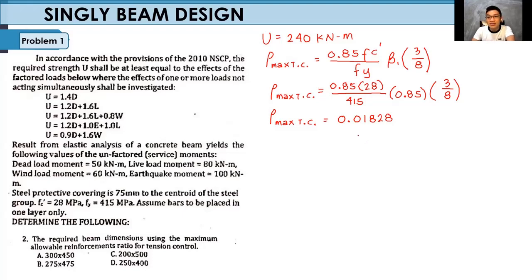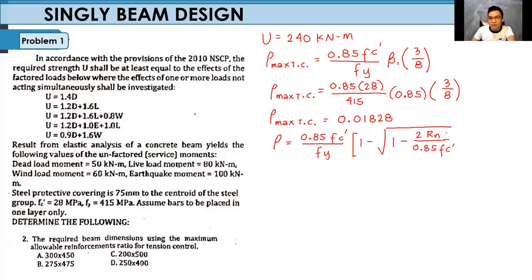Pagkatapos, kunin natin yung rho maximum natin. So, gagamitin natin yung ating general formula in our rho. Sulat natin yung formula. Rho is equivalent to 0.85 Fc prime divided by Fy. Ayan. Then, multiply natin, open parenthesis, 1, then the square root of 1 minus 2Rn divided by 0.85 Fc prime. Ayan. Okay?